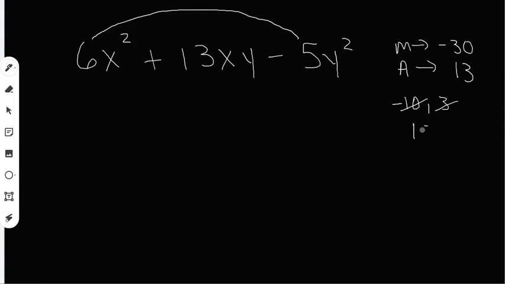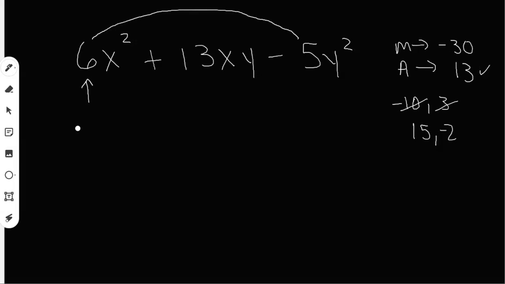I could try 15 and 2. Which number would have to be negative to add up to a positive 13? That would have to be the 2, because 15 plus -2 will give me 13. Now that they multiply to -30 and add up to 13, I know that these are the correct two numbers to use. And now I'm going to divide by the leading coefficient.